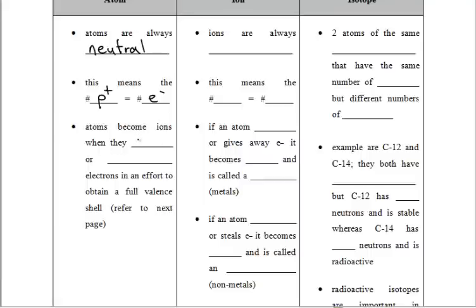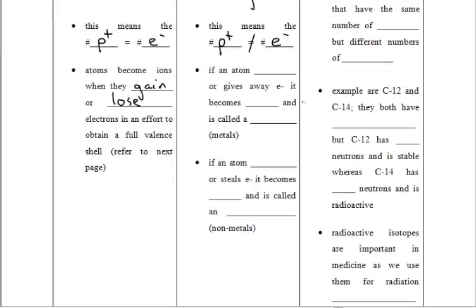Atoms become ions when they gain or lose electrons in an effort to obtain a full valence shell. We're going to talk about the valence shell on the next page. In contrast, ions are always charged. This means the number of protons, positive charges, be careful here, cross out equals, because the number of protons do not equal the number of electrons. You either have more of one or the other, resulting in either a positive or a negative charge.